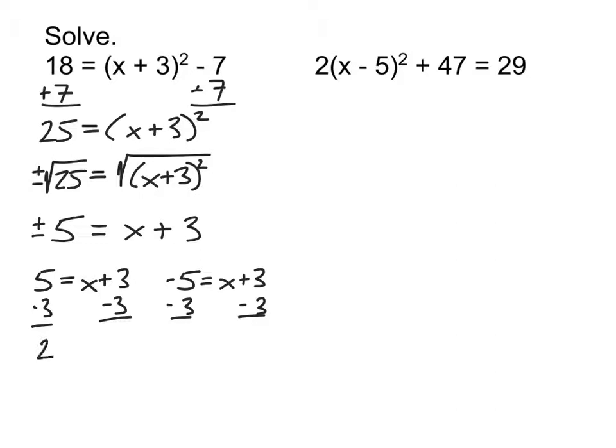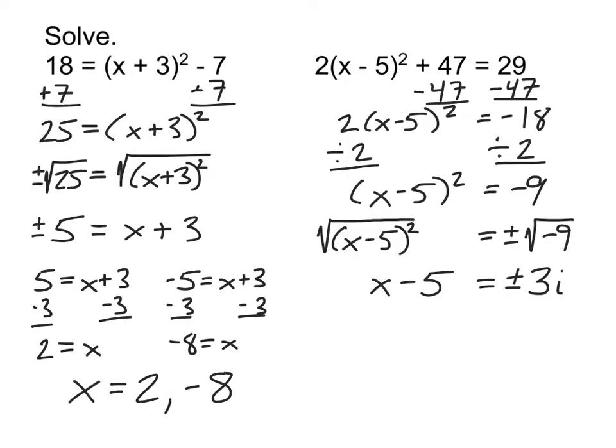So we end up finding that 2 equals x and that negative 8 equals x. Or if you prefer a single line, x equals 2 and negative 8. Either way, that's fine. You could list it as the two separate x equals or single line. Repeat the process with the second one. Get the squared part by itself and then square root both sides from there.